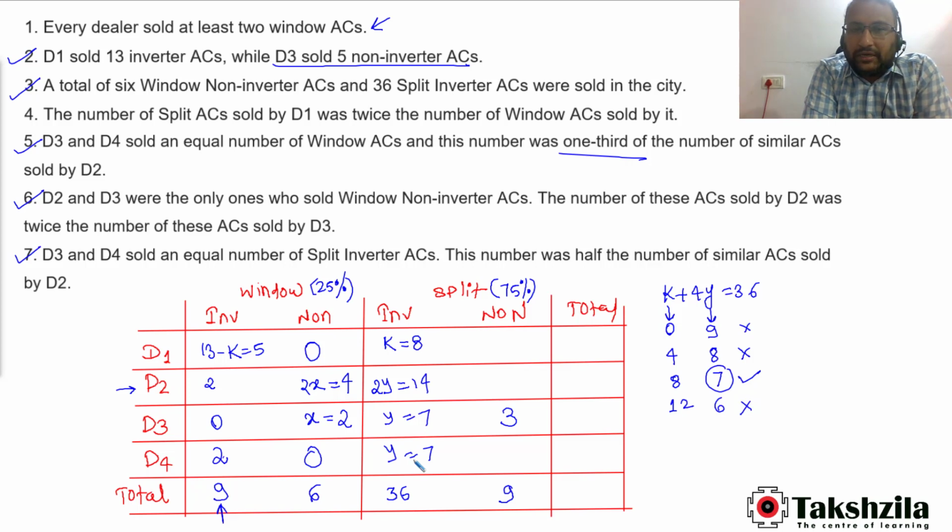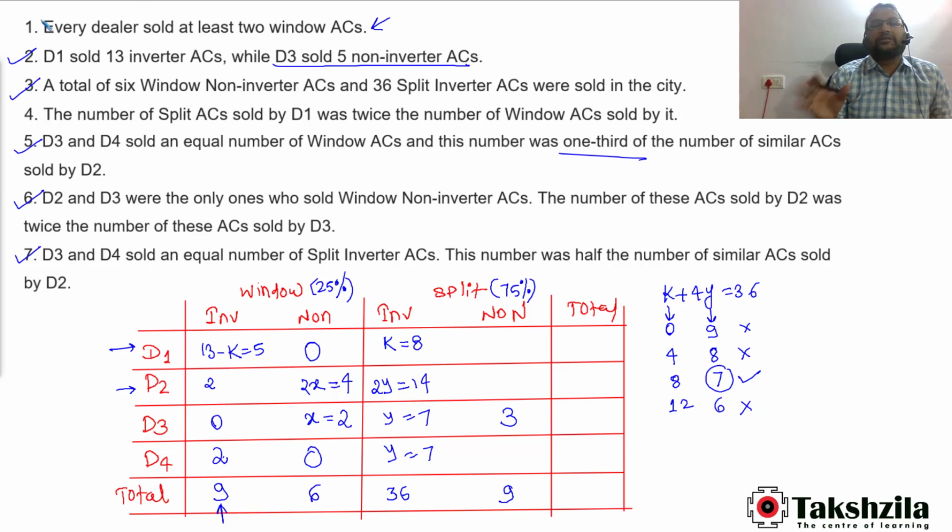Number of split ACs sold by D1 is twice the number of window ACs sold by it. D1 is going to sell how many window ACs? 5 plus 0, 5. So D1 will sell how many split ACs? 5 into 2, that is equal to 10. So the total number of split ACs sold by D1 is 10.